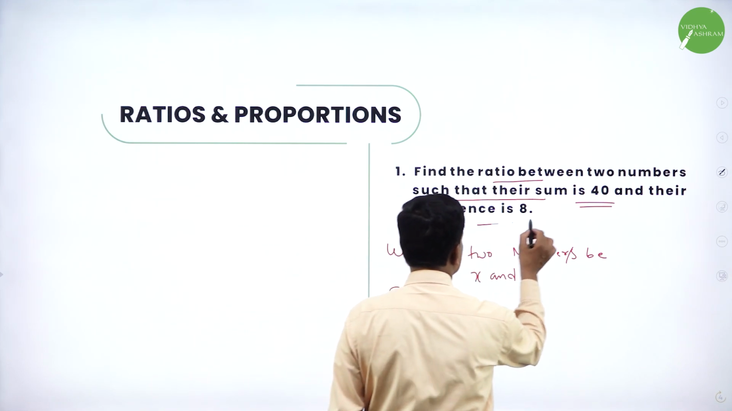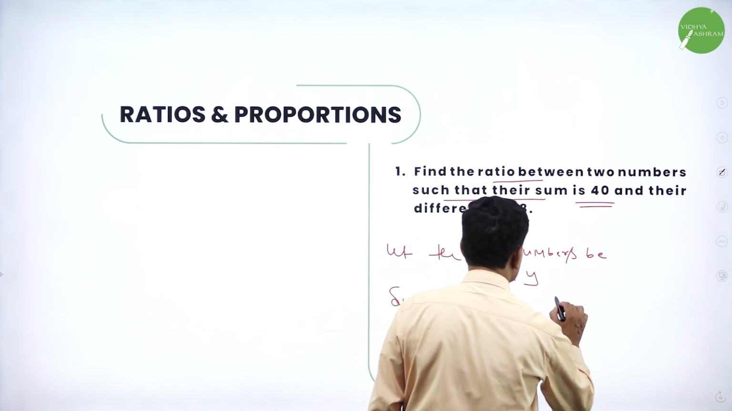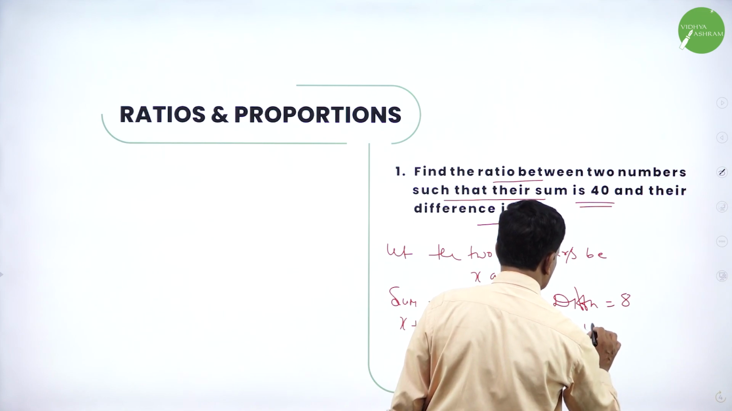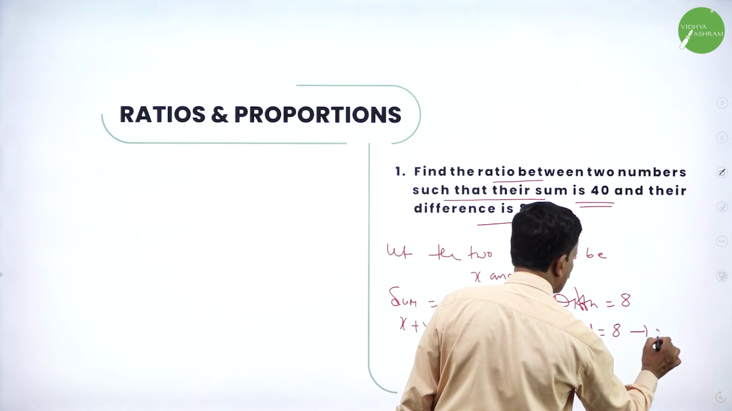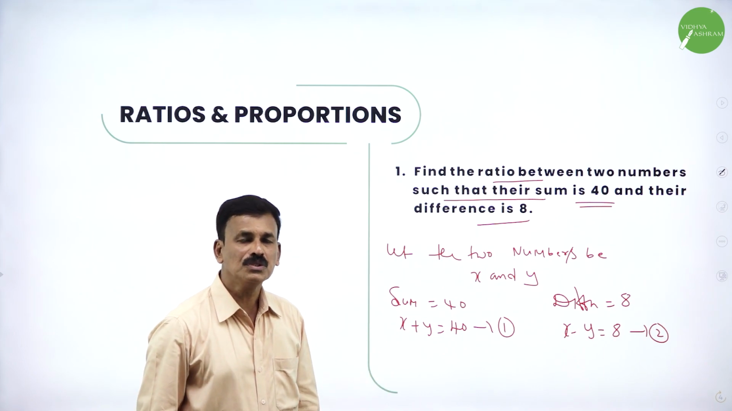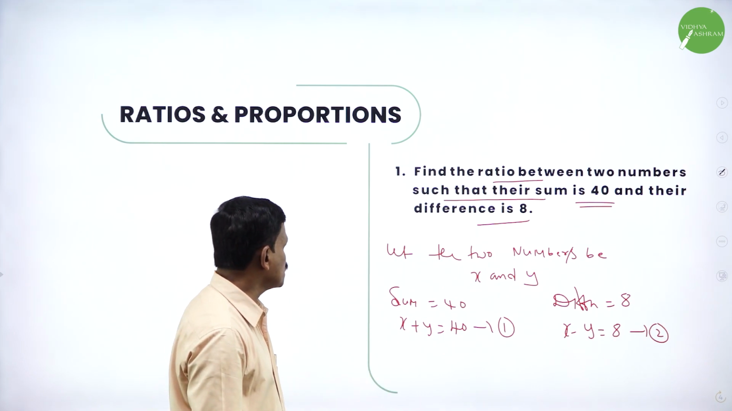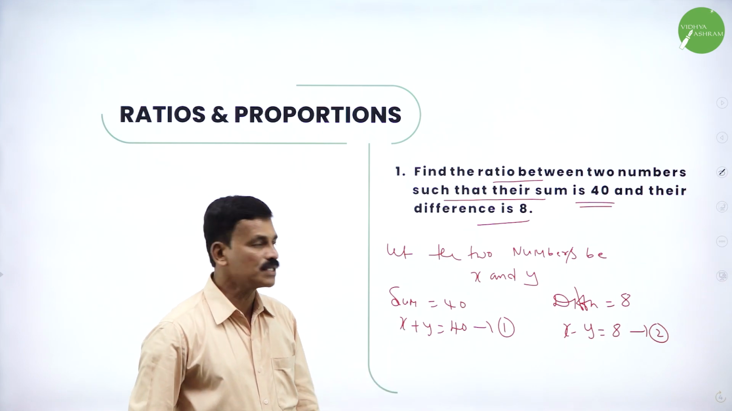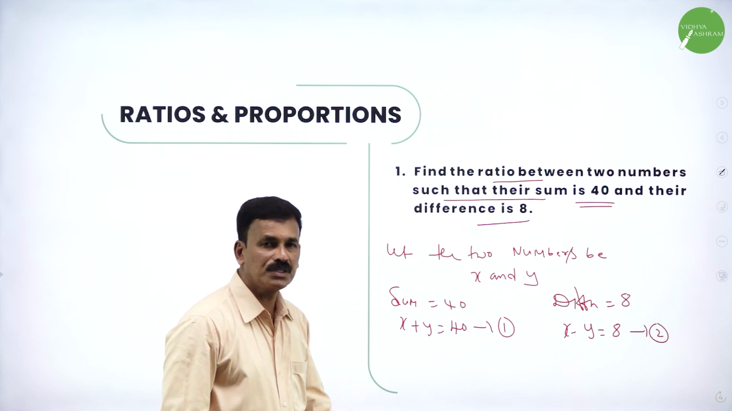And their difference is 8. So the difference is also given. Difference is equal to 8. That means the difference is nothing but X minus Y is equal to 8. Let us represent this as equation number 2. These are the two equations. These are the conditions given. So the sum of two numbers is 40 and the difference of two numbers is 8. Then find out these two numbers.